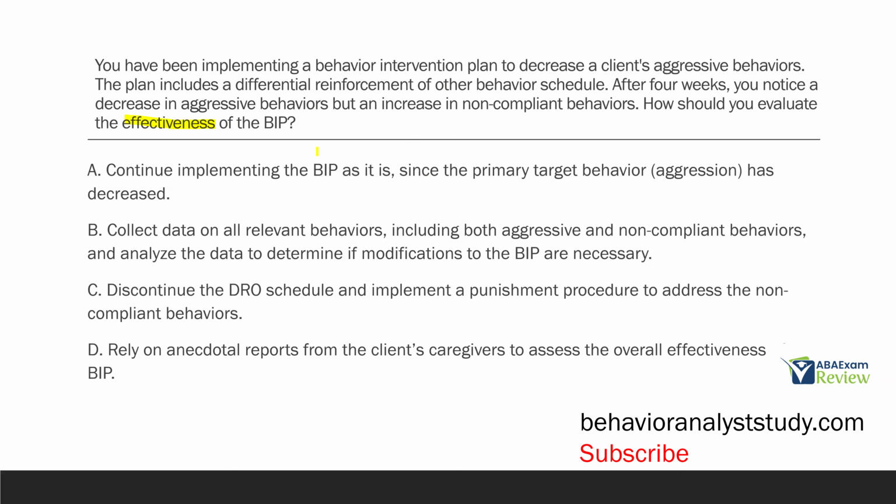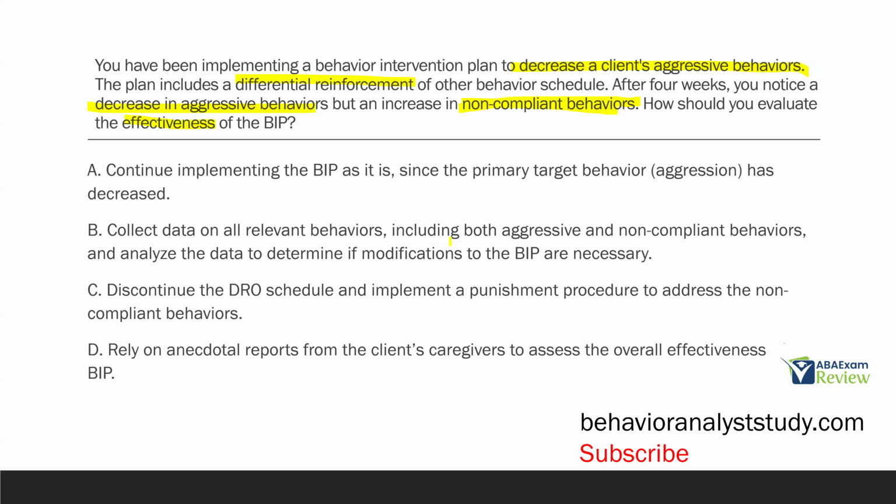So being effective means what we're doing is working. Now, we're trying to decrease the client's aggressive behaviors using this differential reinforcement procedure. We've done that. We're decreasing aggression, but now non-compliance has started. And so even though we're effective at our goal, we've created this whole other issue. How should we evaluate the effectiveness of the behavior plan as a whole?